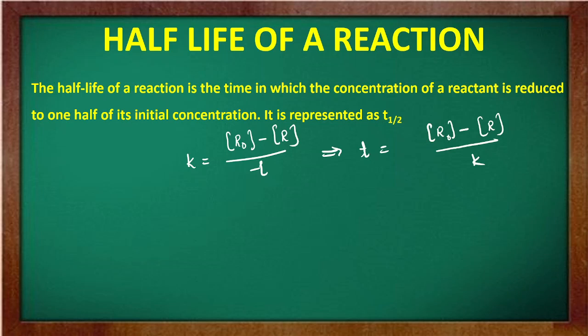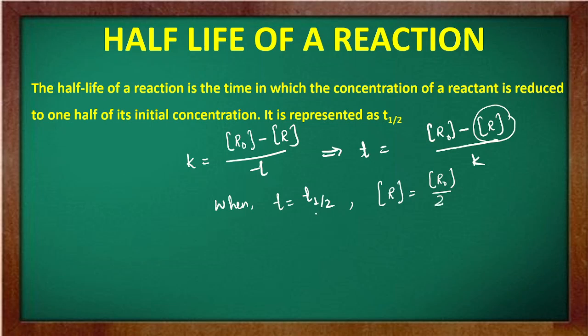अब बोला है कि रिएक्शन आधा हुआ है, मतलब टाइम हाफ. So when t is equal to t half, तो क्या होगा, जो फाइनल कंसंट्रेशन है, this is your final concentration, ये फाइनल कंसंट्रेशन इनिशियल वाले का आधा होगा. मतलब your concentration of R will be equal to concentration of R naught by 2.